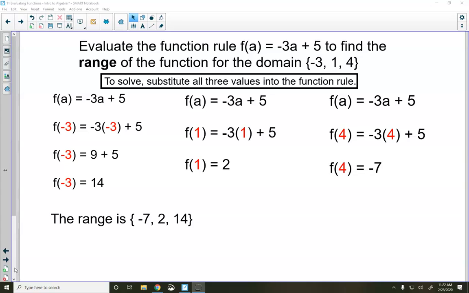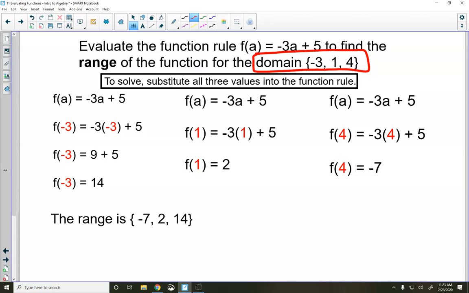Okay? The domain, note it was written in brackets and in numerical order, least to greatest, right? Negative 3, 1, and 4. When you write the domain or the range, you always put it in those brackets like that, and you always write it from least to greatest.